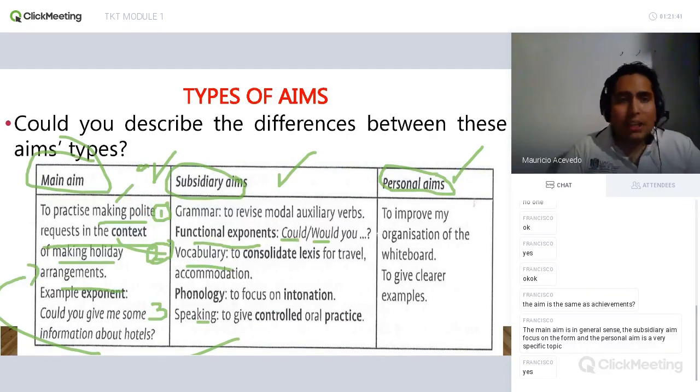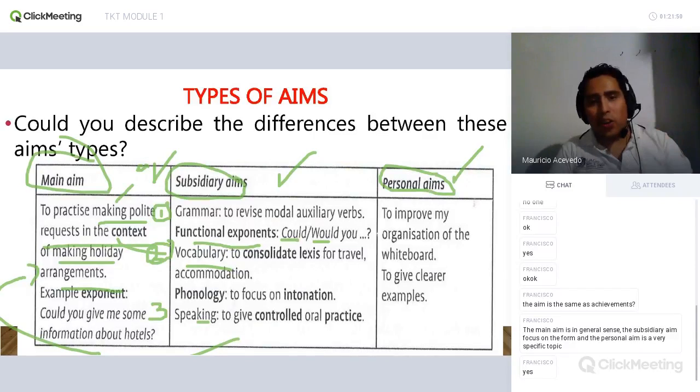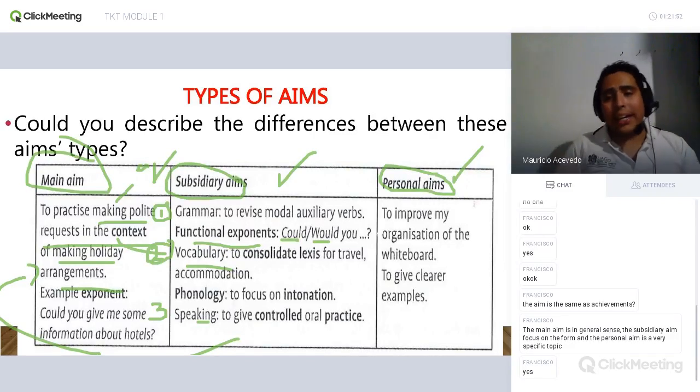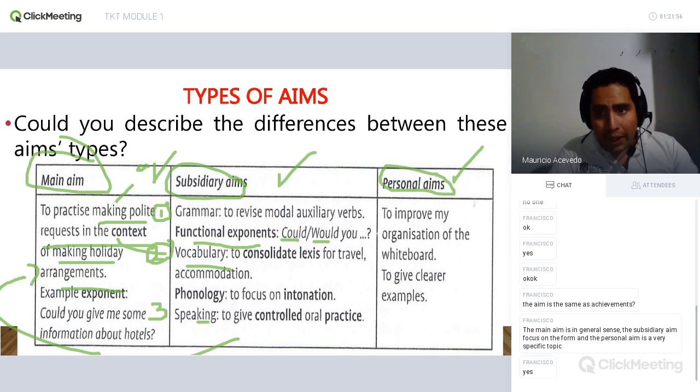Okay, so basically the subsidiary aims are all the objectives, all the things, not only grammar, but also functional exponents, vocabulary, phonology, phonetics, speaking, and so on, that will help you to get to the main aim.